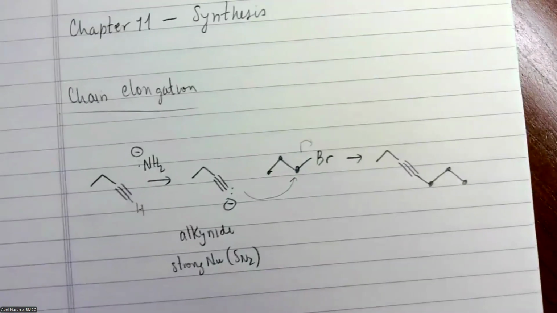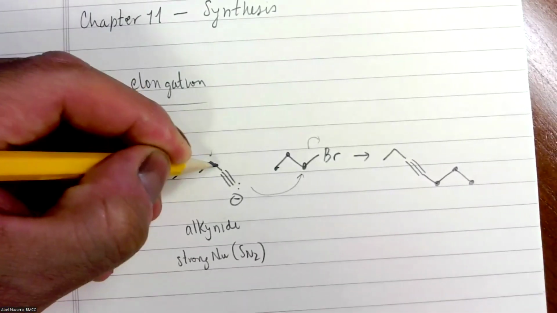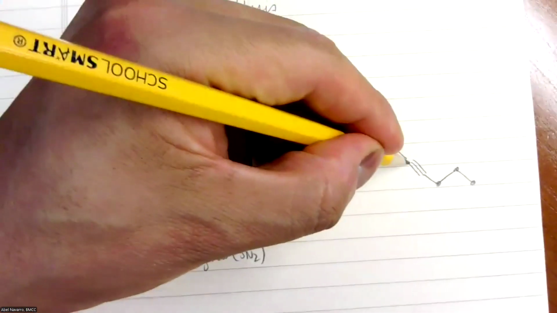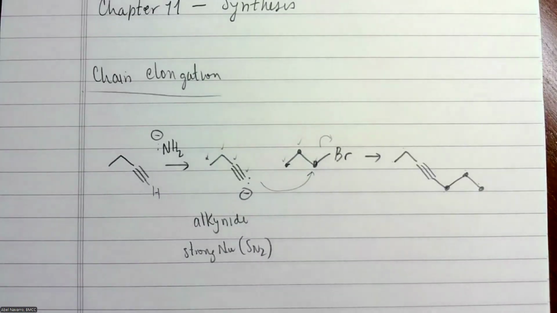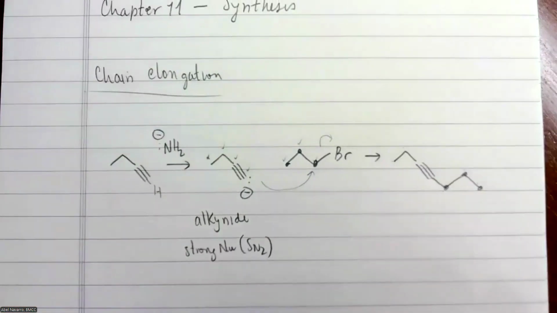1, 2, and 3. Okay, so it got elongated. So I had 1, 2, 3, 4, 5, 6, 7 carbons that I have for this compound. Okay, that is my chain elongation.